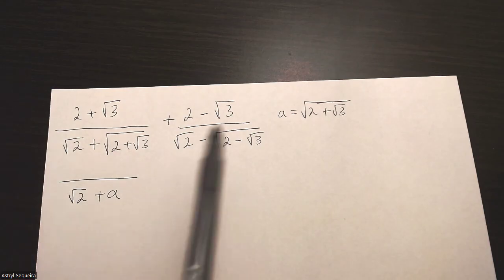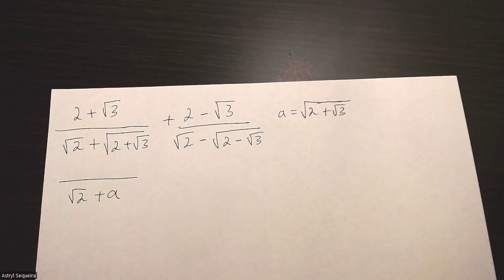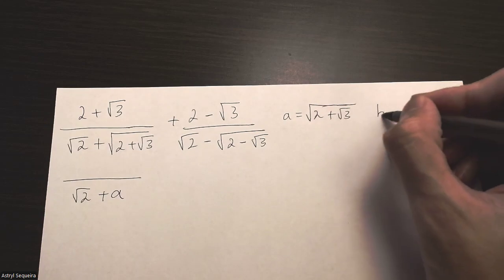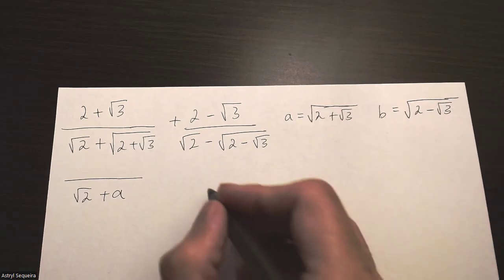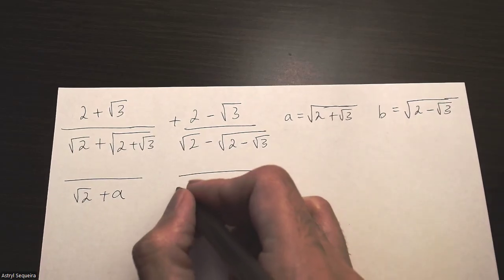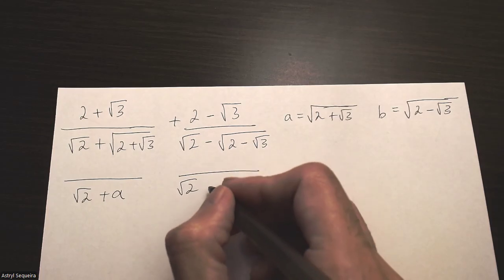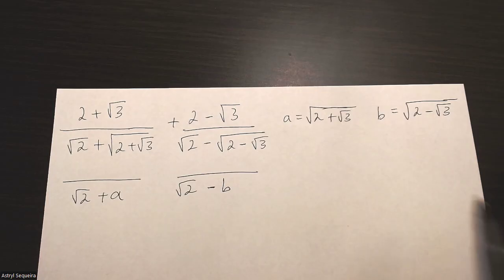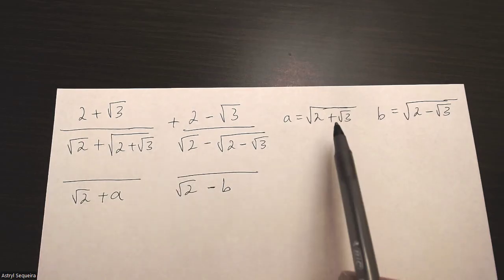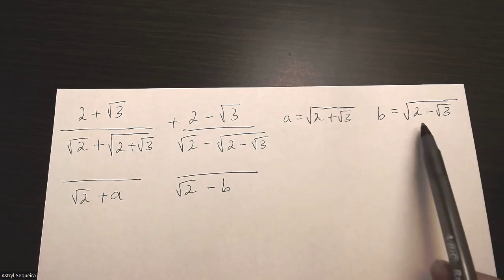And most probably in these questions, to simplify, the steps are always to rationalize. So you want to pick the substitution so it's very easy to rationalize. I'll make b equal to the square root of 2 minus root 3, which means this denominator over here is root 2 minus b.